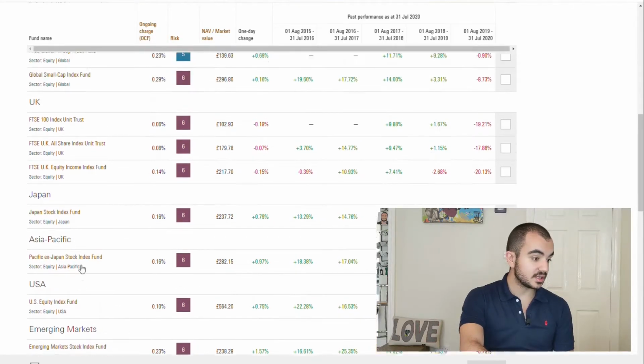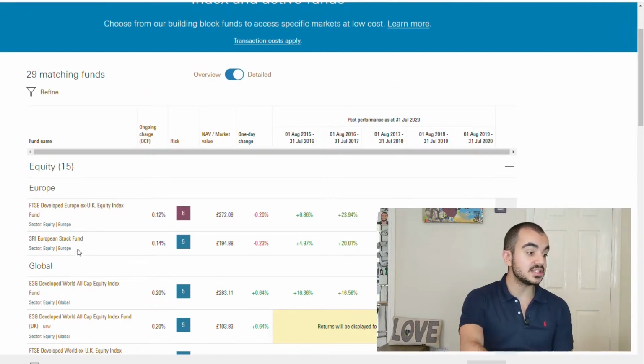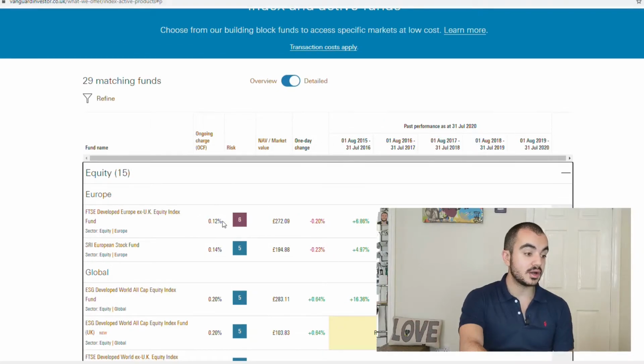So just taking one as an example, I'll stick with the top one here. So this is the FTSE Developed Europe excluding UK Equity Index Fund. The ongoing charge is 0.12%, comparing that to the mutual fund average, which is around about 0.8, but you can find cheaper than that. I'm just giving you an average here. But just to give you a perception that the index fund is typically drastically lower when it comes to ongoing charges compared to an actively managed mutual fund.